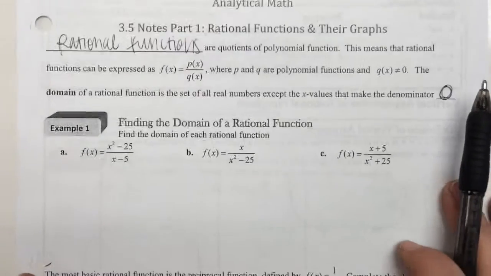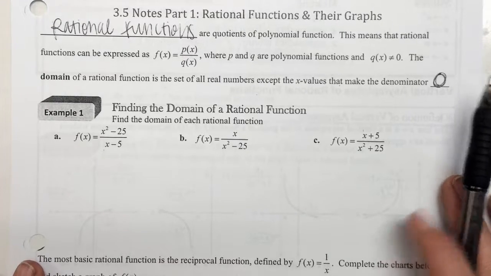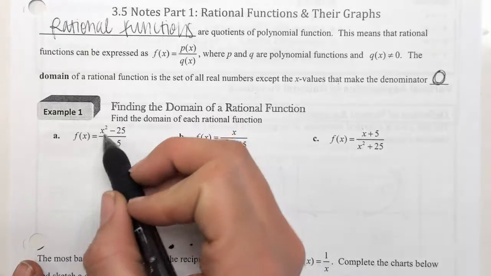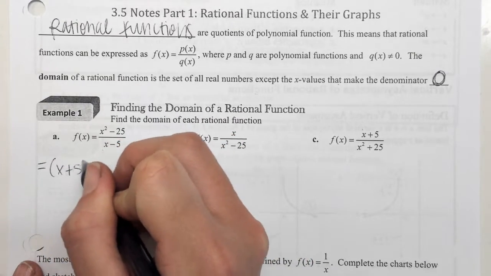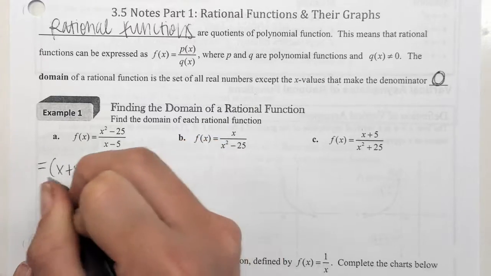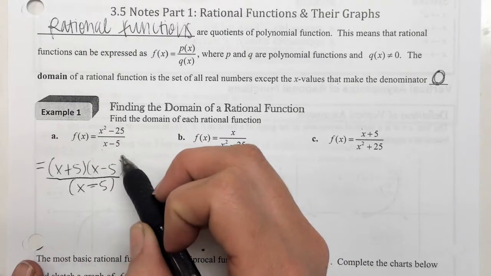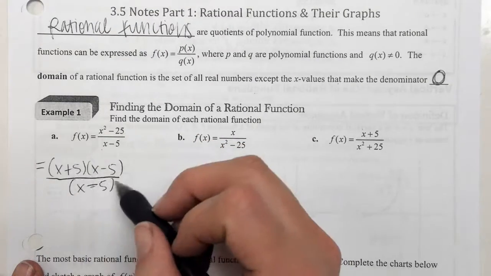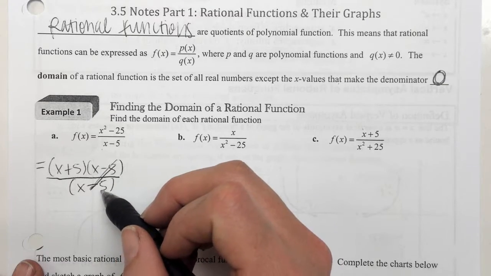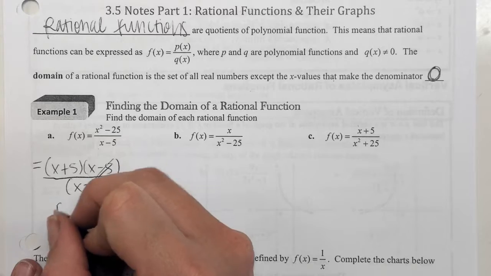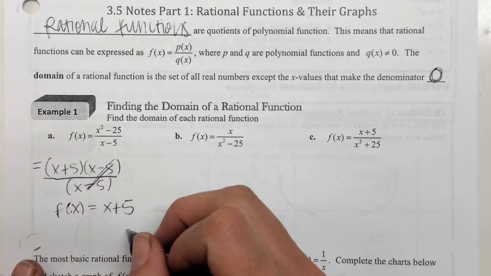The first thing though we'll have to do is factor out the top and bottom completely, and you'll see why. This top one's a difference of squares, so it can factor into x plus 5 and x minus 5. And then the bottom will be x minus 5. Can't factor the bottom. As you can see, when we factor, these will cancel out because x minus 5 divided by x minus 5 will be 1. And you're left with f of x equals x plus 5, which we know is a linear function.